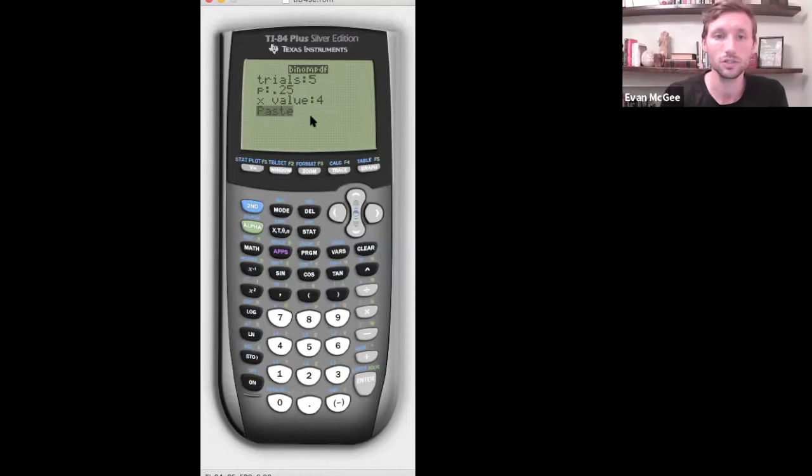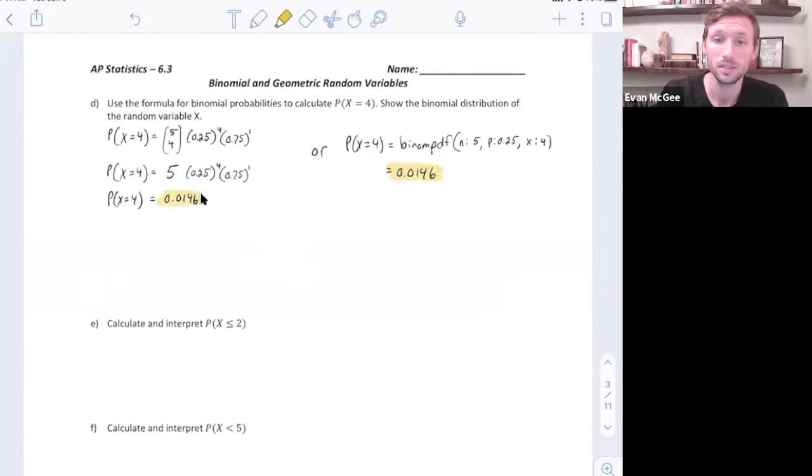So if you don't have the wizard, it won't take you to this screen. It will take you to the next screen, and this is what you need to type in. It'll copy the binomial pdf statement. You need to put 5, 0.25, 4. And then you can hit enter, and it will give us 0.0146. And so you can see this gives us the same answer for our calculations. And this way is obviously going to be the best way to calculate binomial probabilities.